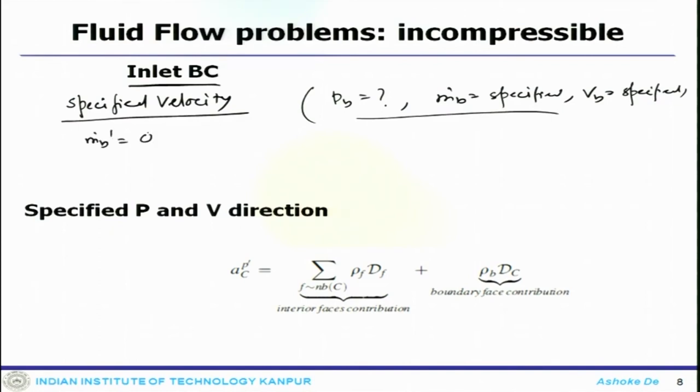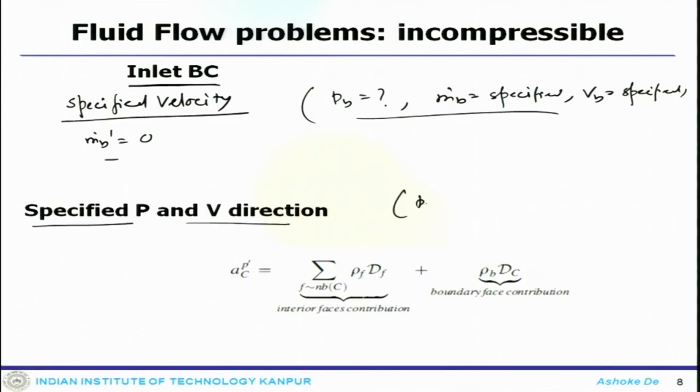So, this is similar to the wall kind of boundary conditions, but the term is simply dropped from the pressure corrections equation. So, the pressure at the boundary can be extrapolated from the internal pressure field, like what we have already done using similar kind of things.